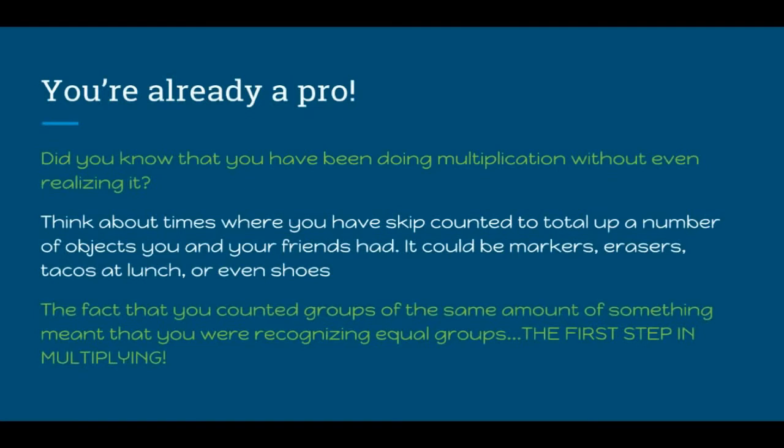Did you know that you're already a pro at doing multiplication and you didn't even know it? Think about times where you have skip counted to total up a number of objects you and your friends had. It could be markers, erasers, tacos at lunch, or even shoes. The fact that you counted groups of the same amount of something meant that you were recognizing equal groups, the first step in multiplying.